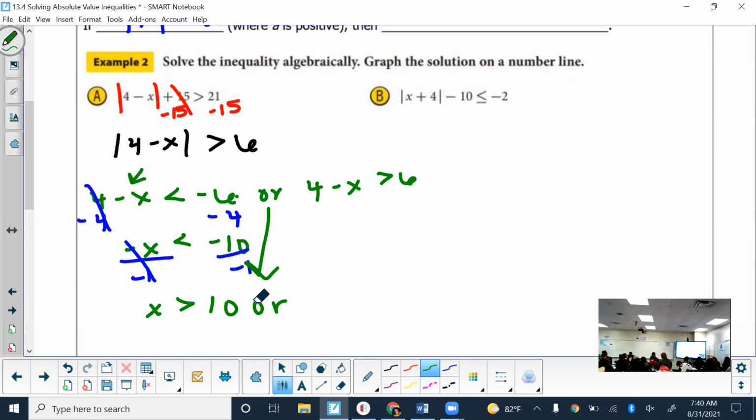Bring down the or and solve this other one. It should be the same steps that you did over here. Subtract 4 from each side. On the left, we have negative x. On the right, what's 6 minus 4? 2. Again, we need to divide by negative 1 on each side to cancel out that negative sign.